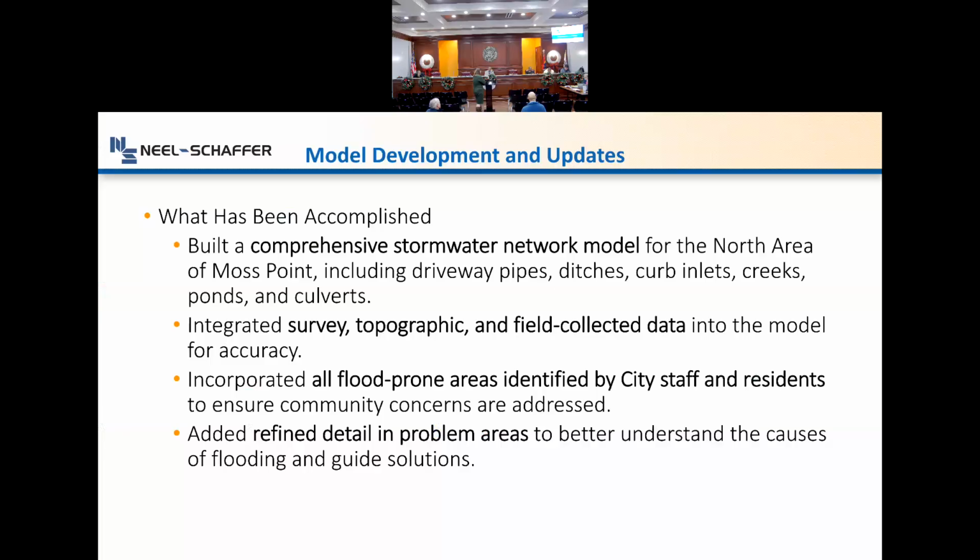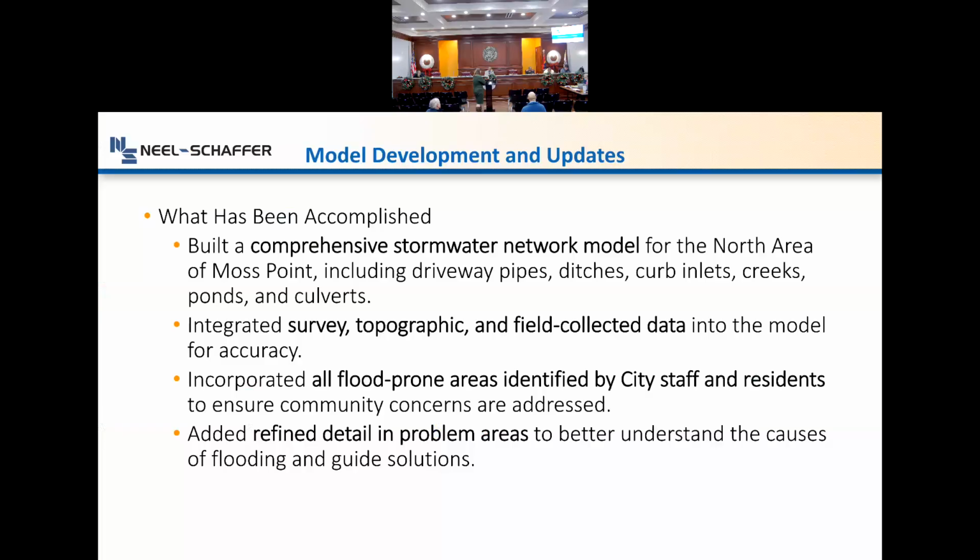So what has been done? We have built a comprehensive stormwater network model for the north area of Moss Point, and that includes driveway pipes, ditches, curb inlets, creeks, ponds, and culverts. So at this point for the north area, it is as realistic as the real world conditions can be with what happens out there in a digital model.